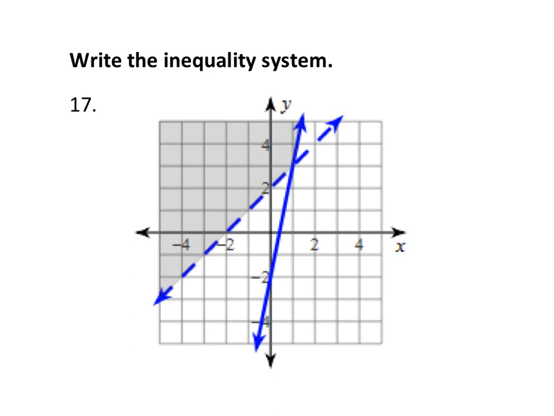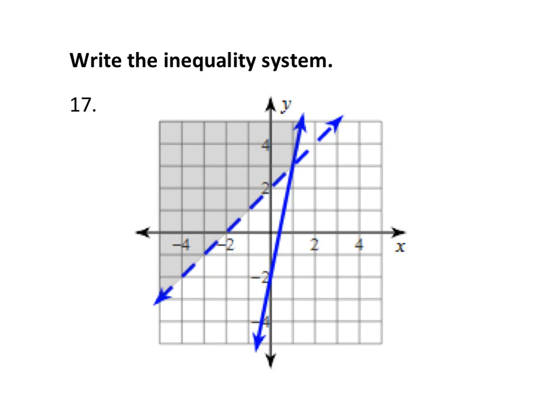All right, for number 17, I'm writing an inequality system for this graph. All right, so we have two lines, and so what I need to do first is write the equation for the lines, and then I have to make sure that I've got the correct inequality symbol.